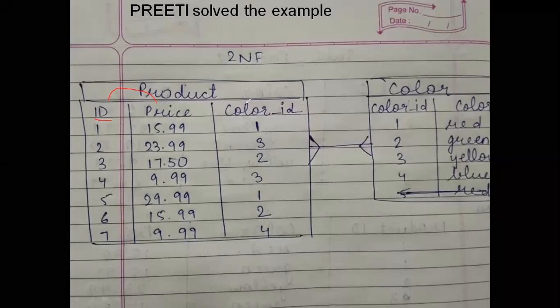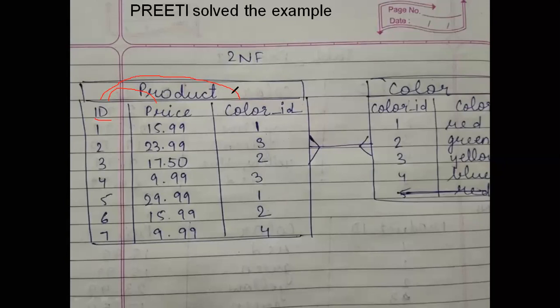And the color ID also depends on the product ID. Product ID 1 is of color 1. If the product ID is 2, it has color 2. If the product ID is 4, the color ID is 3. So here we have a repetition over the table, so we cannot consider the same example over the product ID.